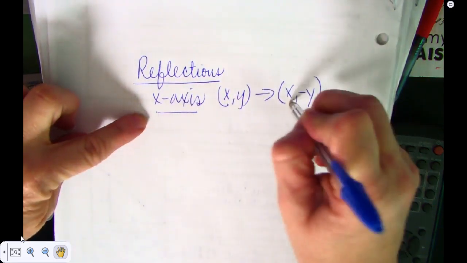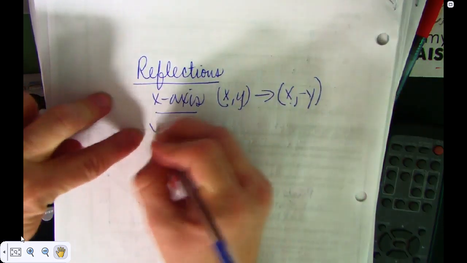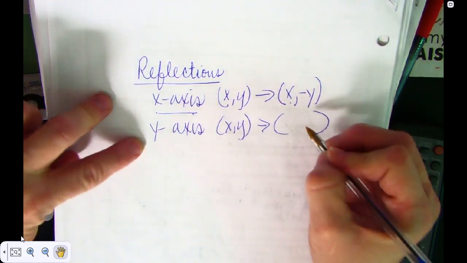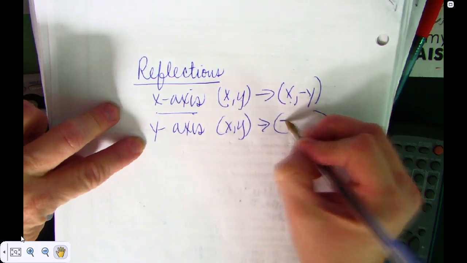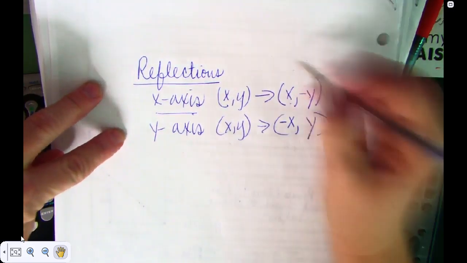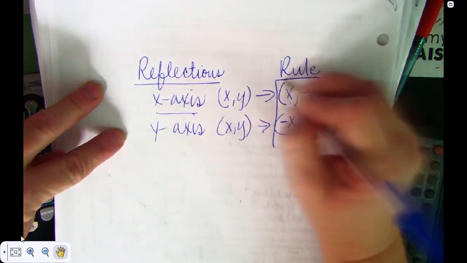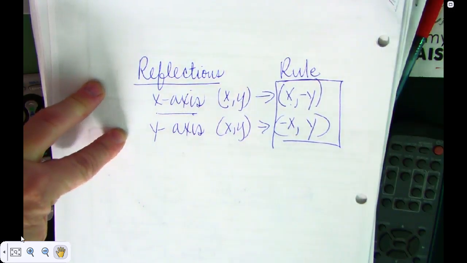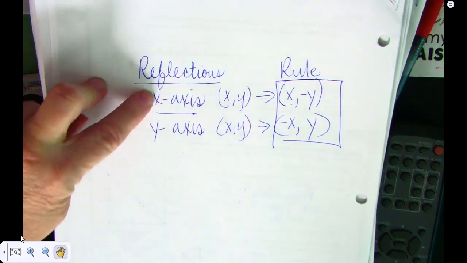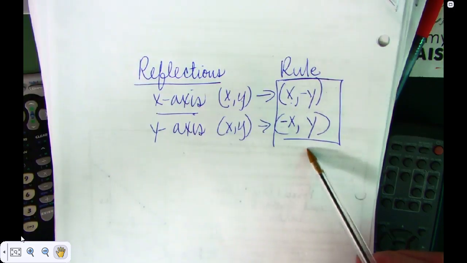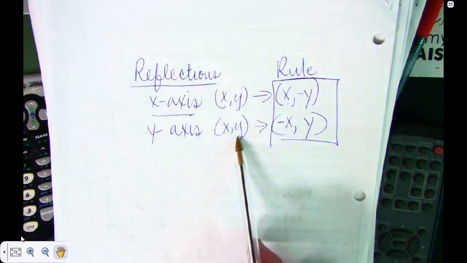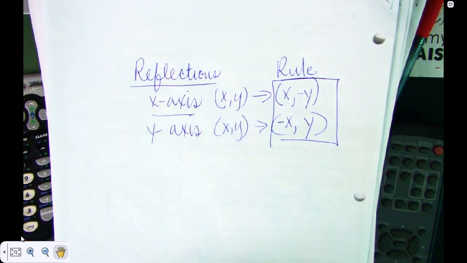So over the x-axis, x stays the same and y changes signs. If I'm going over the y-axis and start with x, y, what happens? It's going to be the opposite of x. Whatever x is, it's the opposite, and y stays the same. This is the rule. That's how you write the rule. That's on reflections. Some people got that mixed up. They didn't understand quite how to write the rule, and I needed to tell you this because of what we're about to do, to distinguish between the two.